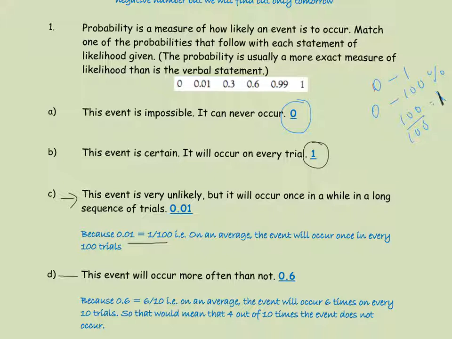Now part D is the event will occur more often than not. So 6 tenths, or 0.6, is the same as 6 tenths. So it's going to happen on average 6 out of 10 times. And then the probability of that not happening would be 4 out of 10 times. So more often than not would be a good description of this event.